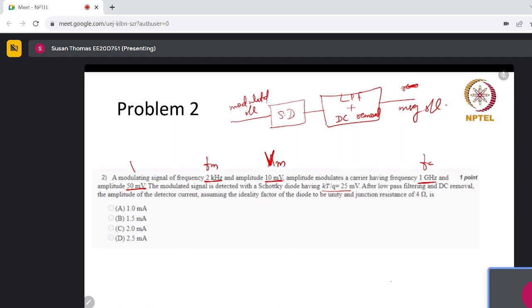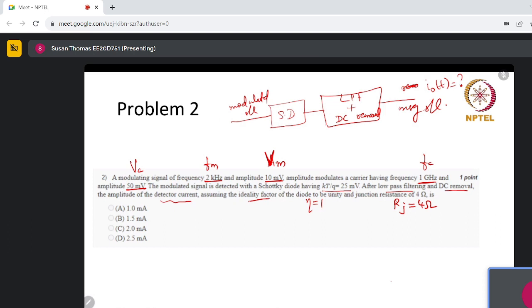So let me make it as VC. The modulated signal is detected with the Schottky diode. After the low pass filter and DC removal, what is the amplitude of the detected current? So the question is about the current at the output of this module, I mean the output after the low pass filter and the DC removal. Assume the ideality factor eta as 1, unity, and the junction resistance is 4 ohms.